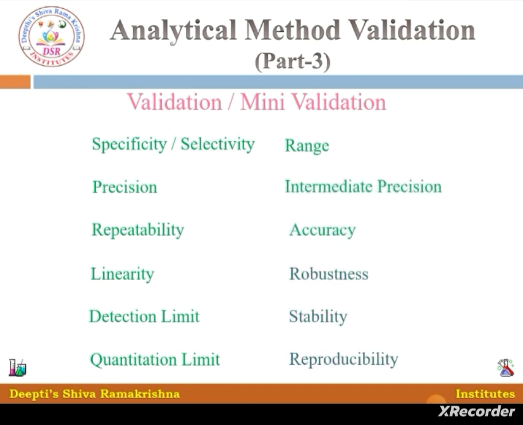In the previous video, we have learned about how to perform validation and what is mini validation, which parameters shall be performed during the validation and mini validation. Specificity or selectivity, precision, repeatability, linearity, detection limit, quantitation limit, range, intermediate precision, accuracy, robustness, stability, reproducibility. All these we have discussed in the previous videos.